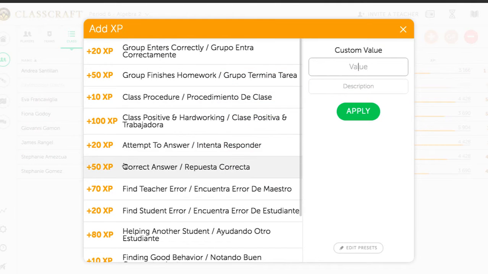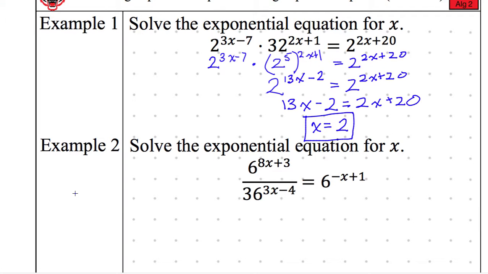Wait, this is what we're going to be doing? Yep. That's our homework. Getting easier and easier. Yeah. That's a good thing.